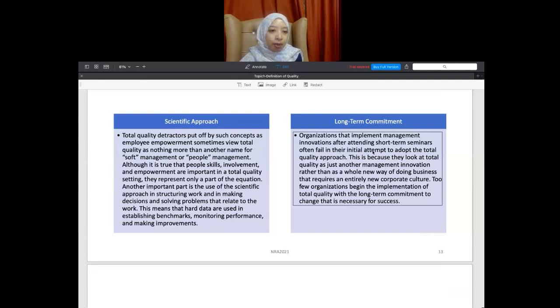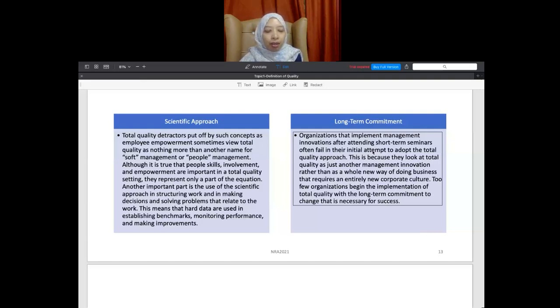Another important part is the use of the scientific approach in structuring work and in making decisions and solving problems that relate to the work. This means that hard data are used in establishing benchmarks, monitoring performance, and making improvements.